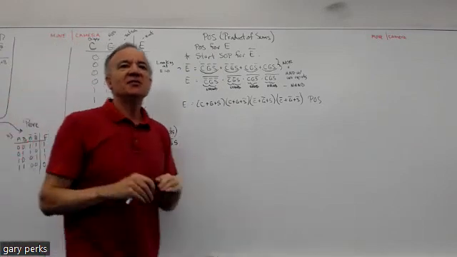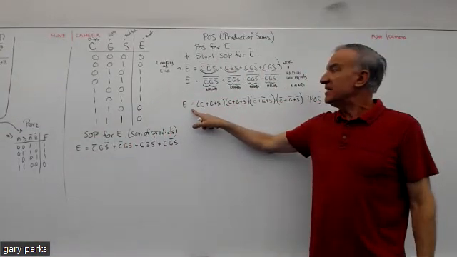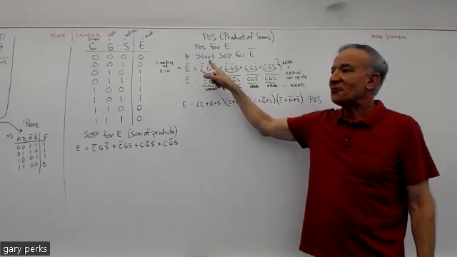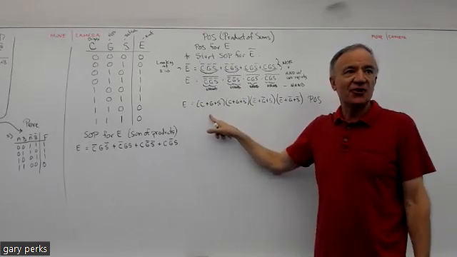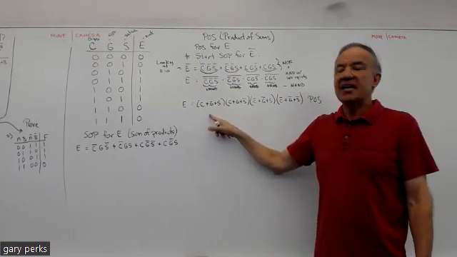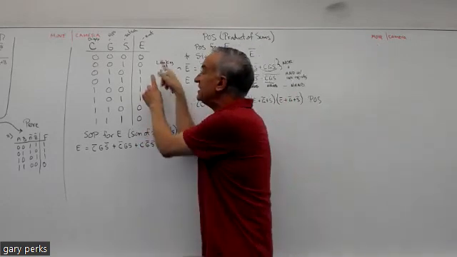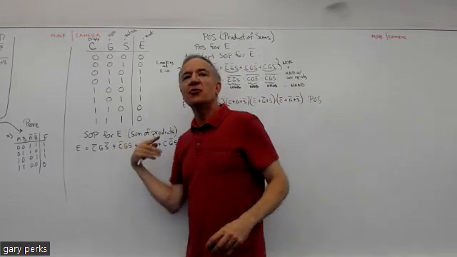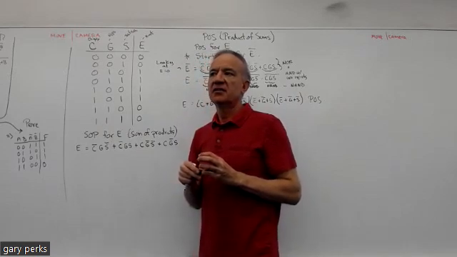Again, the most common mistake people make is that they want to get POS for E and they start with SOP for E. But if you start with SOP for E, you're going to end up with POS for not E, because everything inverts. Okay, so when you want POS from a truth table, you look at where the zeros are. When you want SOP from a truth table, you look at where the ones are. All right.